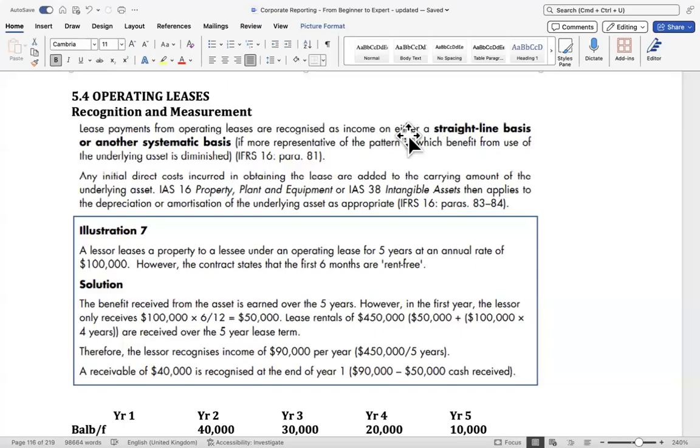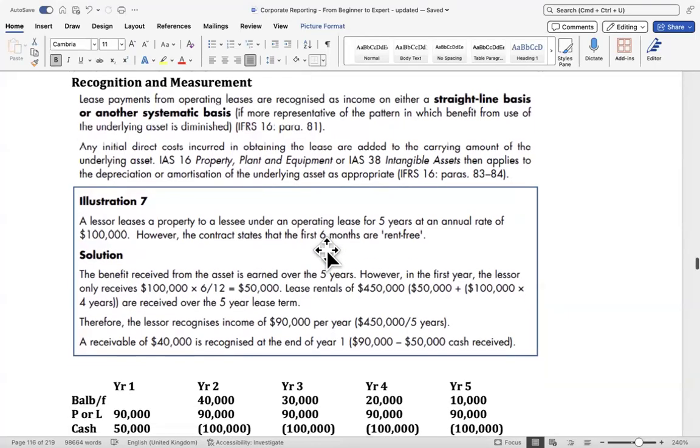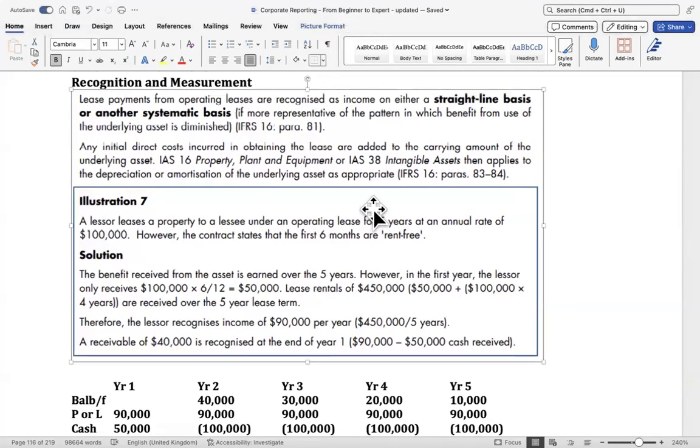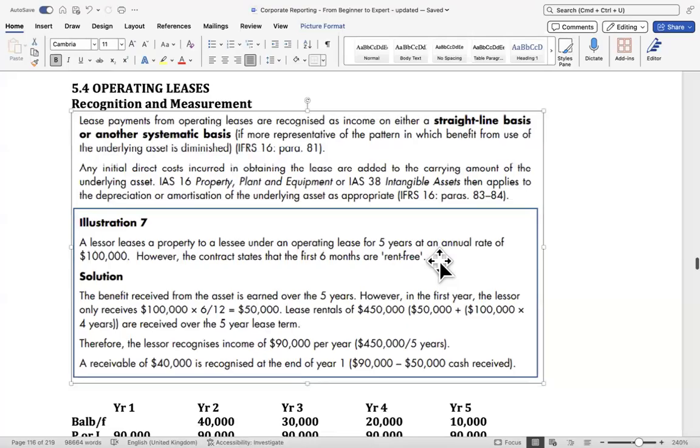So this is what I'm saying. Look at this question. This is how you would find it in an ICAN exam like this. This illustration says that a lessor leases a property to a lessee under an operating lease. So the examiner already told us that it's an operating lease for 5 years at an annual rate of 100,000. However, the contract states that the first 6 months are rent free. Okay, that's all they will tell you for operating lease.